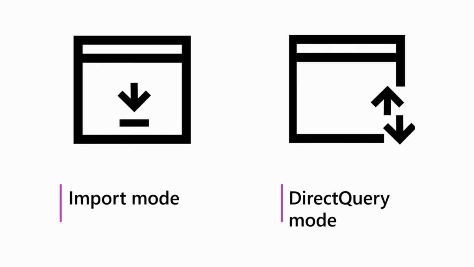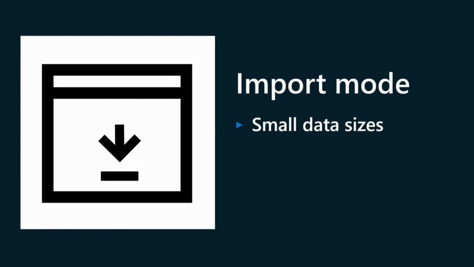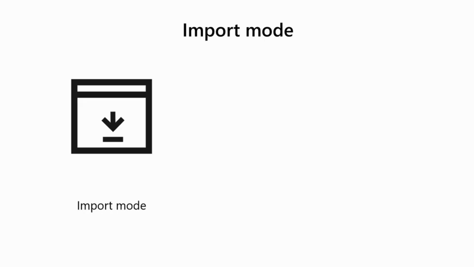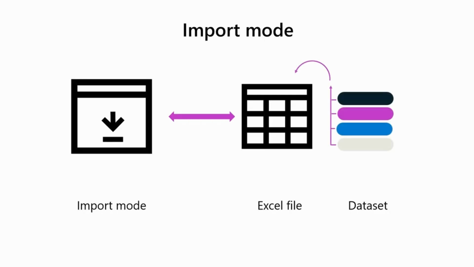Let's begin with an overview of Power BI's storage modes. Power BI has two primary storage modes, import mode and direct query mode. It also includes a complementary dual mode. Import mode is used to import small data sizes from various sources into Power BI, and it stores it in memory, which enables quick access. For example, in import mode, you can connect to an Excel file containing a data set of available categories.